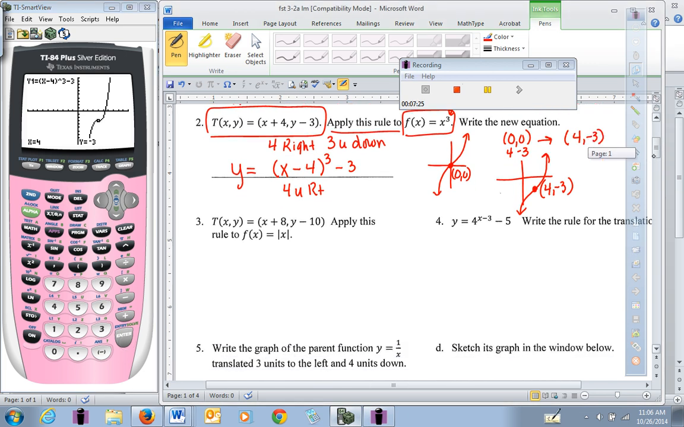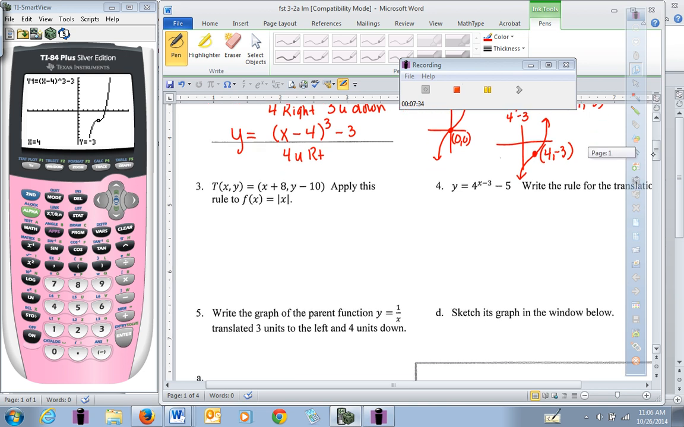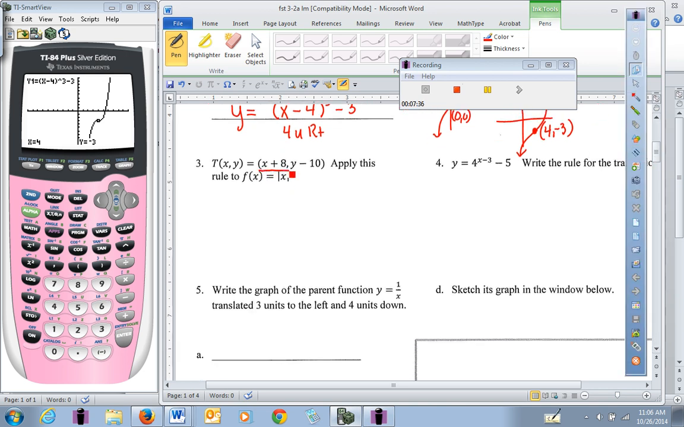Okay? So that's what we have to do when we have the rule. We have to look at that rule and say, the rule is going to guide us and tell us everything that we need to do or where we need to go. It's like follow the rule. You have to follow the rule. Okay, so in this rule right here, this rule says we're going to go 8 to the right and 10 down, because this is your horizontal translation and this is your vertical translation. So they call them H and K, don't they? We're going to apply that to the absolute value graph.